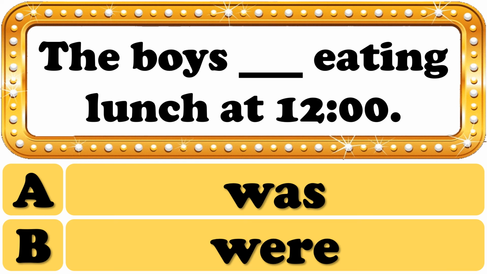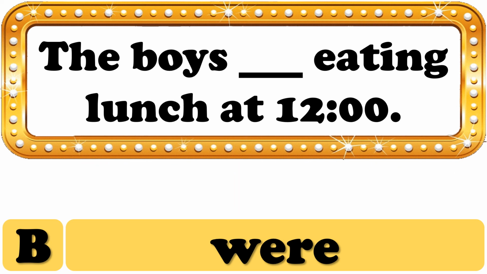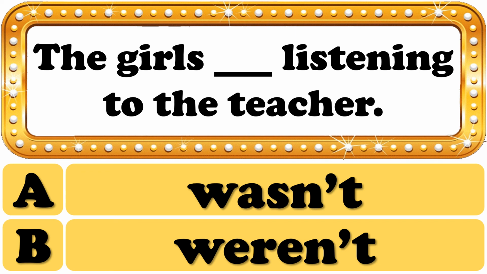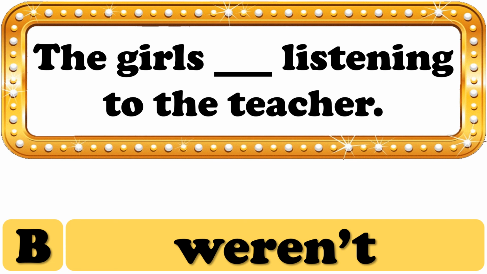Take a look at this one. Choose A or B. The correct answer is B. The boys were eating lunch at 12 o'clock. So boys, that would be more than one person, so we're going to use were. Take a look at this one. It's a negative sentence, but choose A or B. Only one is right. The correct answer is B. The girls weren't listening to the teacher.